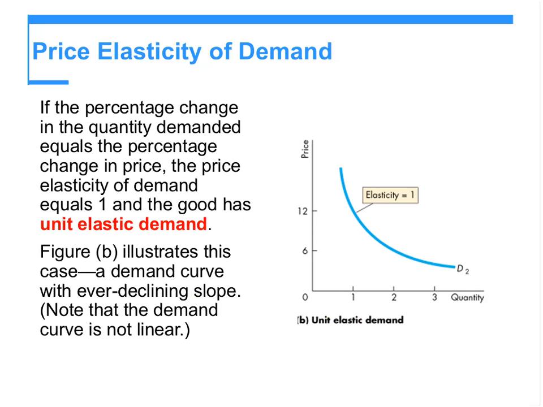You may have this one, which is definitely different from a straight horizontal. If the percentage change in the quantity demanded equals the percentage change in price, you see, 12 to 16, 1 to 2, okay? We call this a price elasticity of demand equal to 1, and the good has a unit elastic demand. Figure B, as you can see here, illustrates this case, a demand curve with an ever-declining slope.